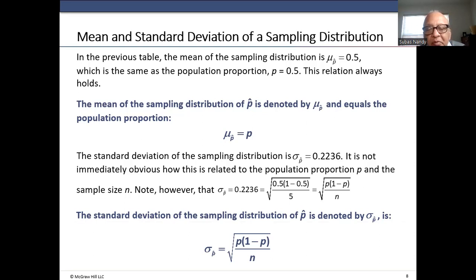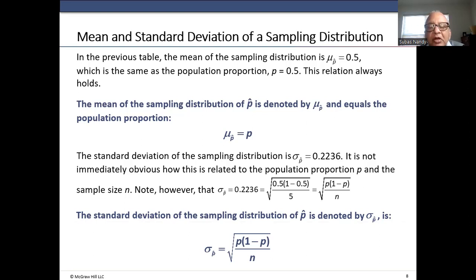Note, however, that sigma p hat, 0.2236, is equal to the square root of 0.5 times 1 minus 0.5, divided by 5. So what is the relationship of sigma p hat to p and n? Remember, p is the population proportion, which is 0.5. Sigma p hat is equal to the square root of p times 1 minus p divided by n. The standard deviation of the sampling distribution of p hat is denoted by sigma p hat, and sigma p hat is equal to the square root of p times 1 minus p divided by n.